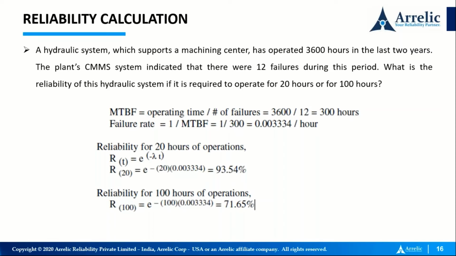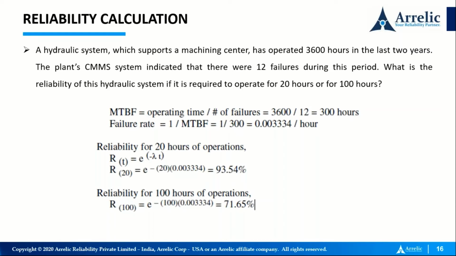First thing is we have to calculate the MTBF, and the MTBF is the total operating time over the number of failures, which in our case is 3,600 hours divided by 12, and that's equal to 300 hours. So that asset, that hydraulic system, has had an average time between failures of 300 hours.